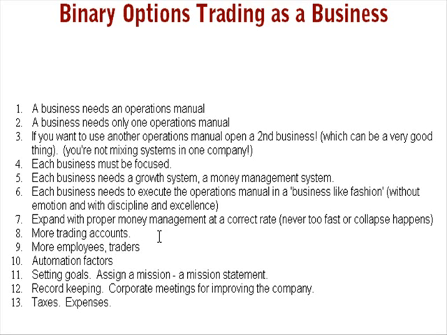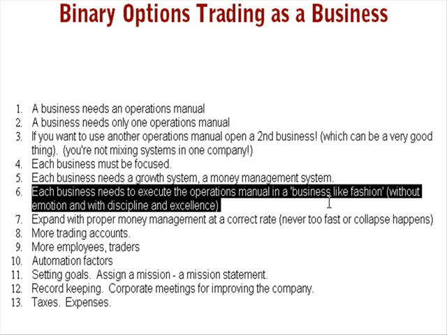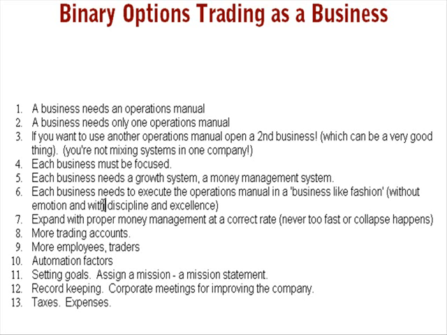Okay. Let's see here. Each business needs to execute the operations manual in a business-like fashion, without emotions and with discipline and excellence, and that's core. Okay, core principle, and you just have to execute. I mean, that's how it is in business. Maybe go watch Donald Trump's Apprentice. You learn all about that. Expand with proper money management at the correct rate. Okay, I just mentioned that.